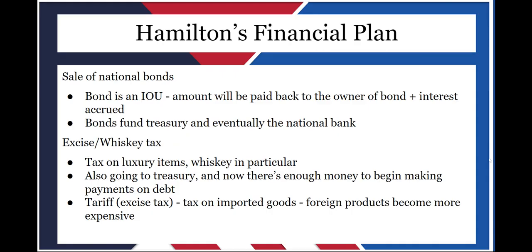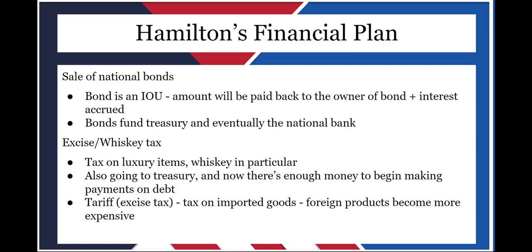Okay, another part of Hamilton's financial plan was the sale of national bonds. A bond, if you do not know, is essentially an IOU. It's basically a slip of paper that you buy from the government that says, hey, we're going to pay you back this original amount to the owner of the bond, plus the interest accrued on it at a later date. A lot of things are funded this way. It's pretty common to fund wars this way. But his plan was to sell these bonds in order to fund the Treasury Department and then eventually the National Bank.